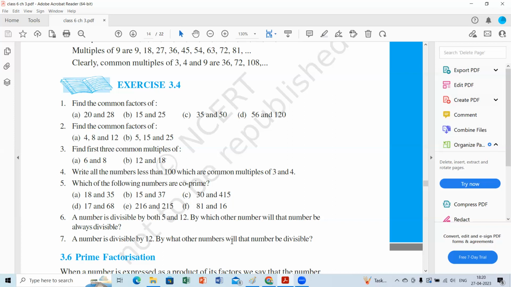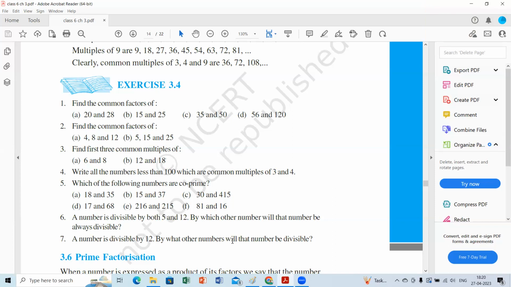Aishwarya, please read question number 6. Yes, ma'am. A number is divisible by both 5 and 12. By which other number will that number be always divisible?